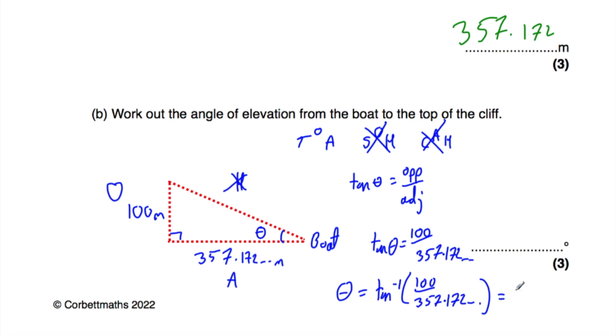And when I do that, I get 15.641 and so on degrees. Let's just round that to 2 decimal places. So the angle of elevation from the boat to the top of the cliff would be 15.64 degrees to 2 decimal places. And that's it. Okay, let's have a look at our next question.